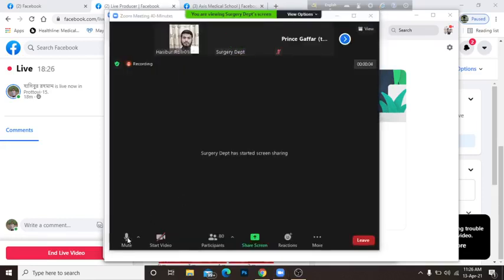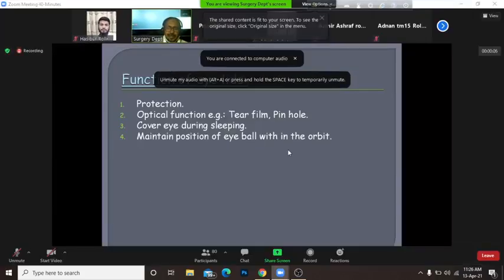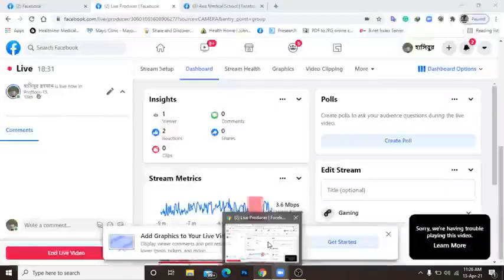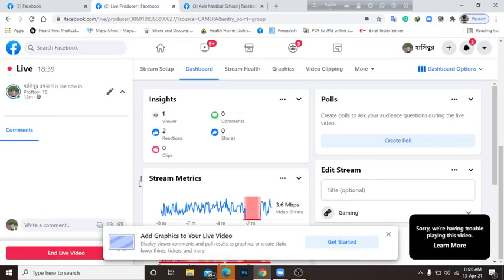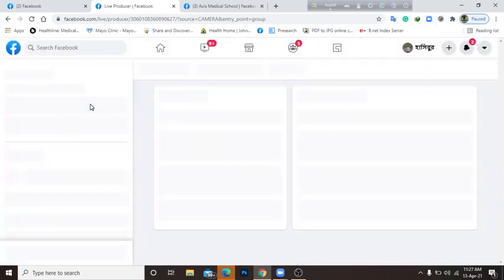And tear film. What is tear film? Tear film is the layer of the tear, an admixture of the secretions of the eyelid glands and lacrimal glands, in front of the cornea, just covering the cornea. And this tear film maintains the cleanliness and transparency of the cornea.